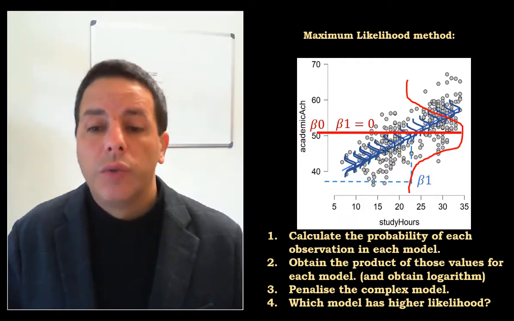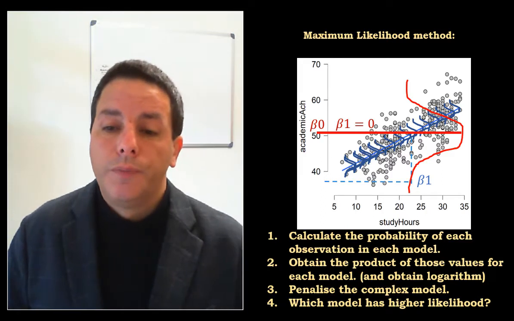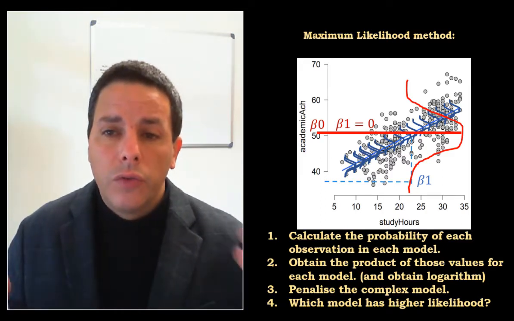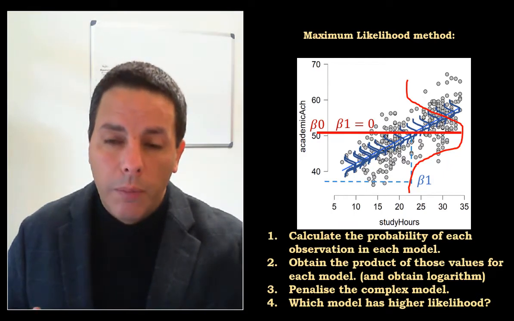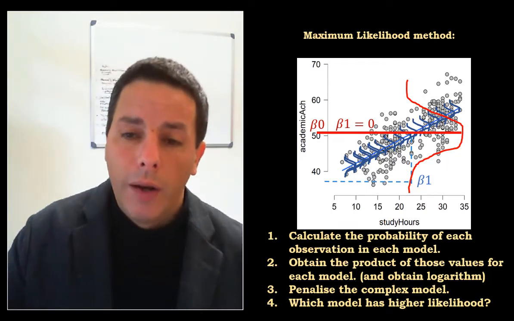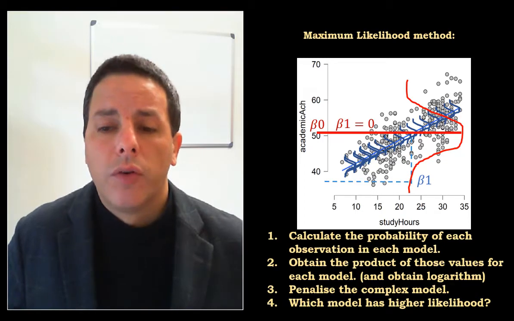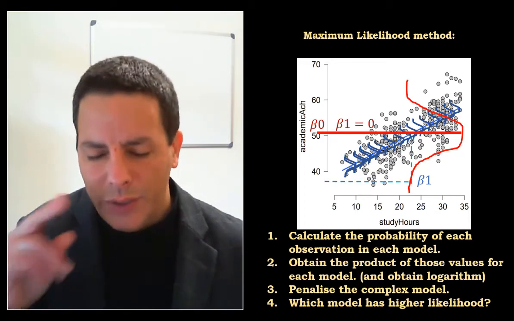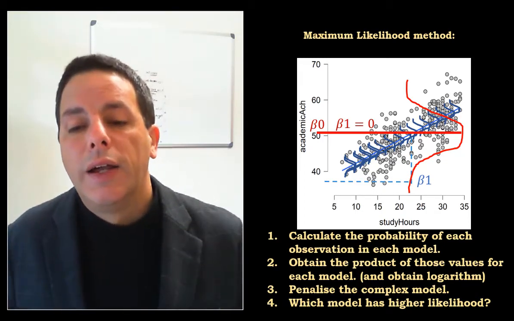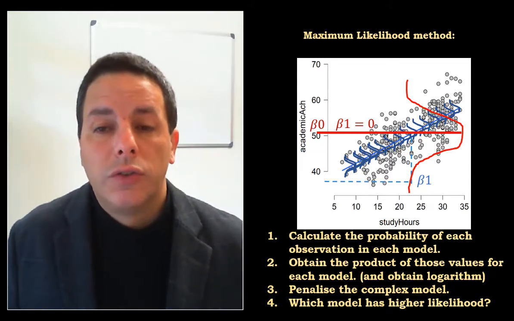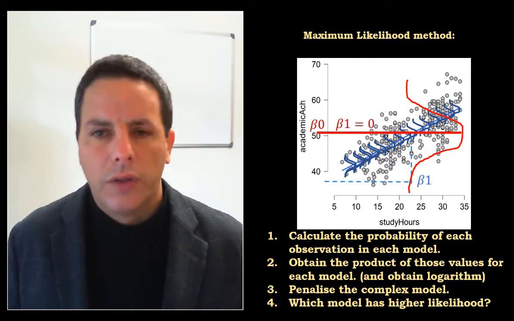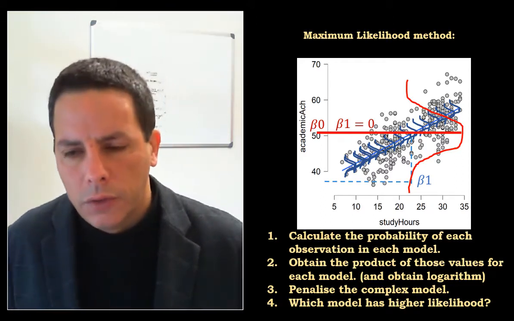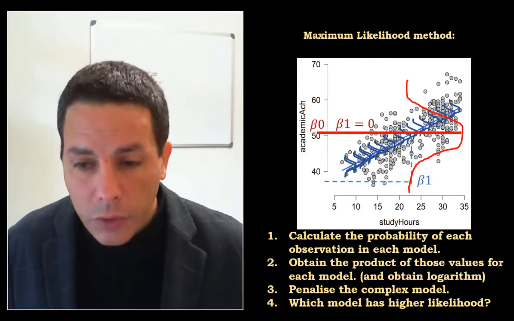And based on that, we've got two likelihoods. One likelihood for the model with one parameter, and one likelihood for the model with two parameters. And well, we just determine which one has the maximum likelihood. So that's why it's called the maximum likelihood method.